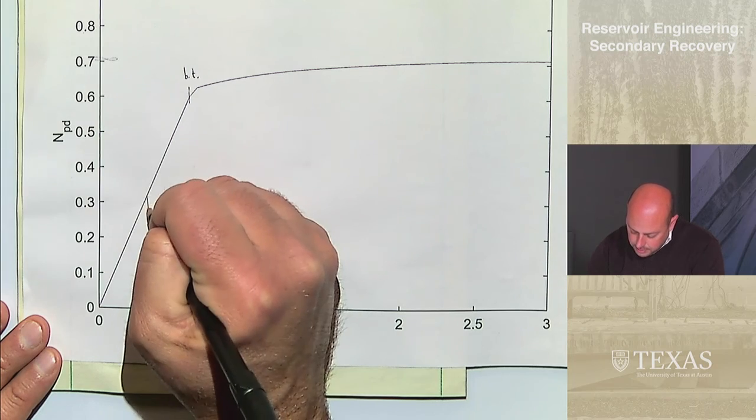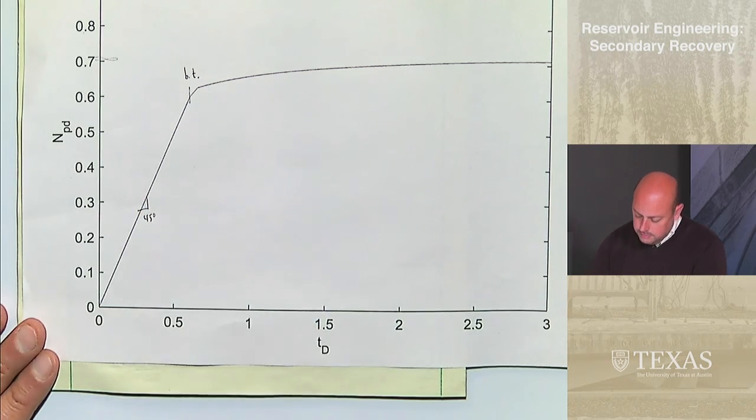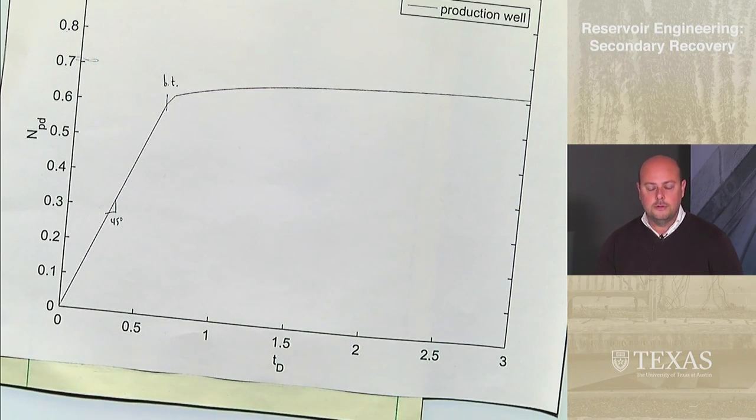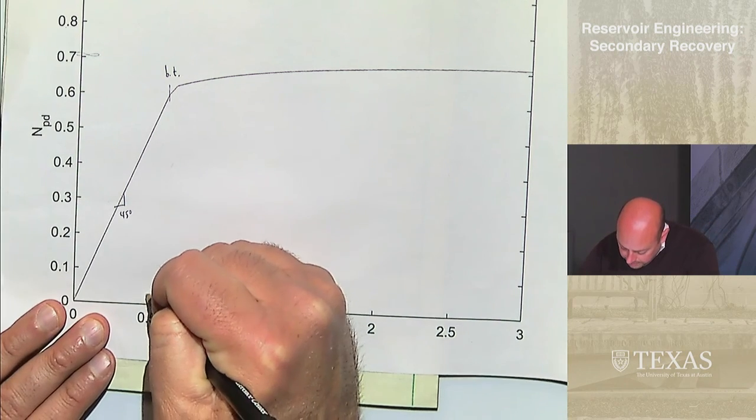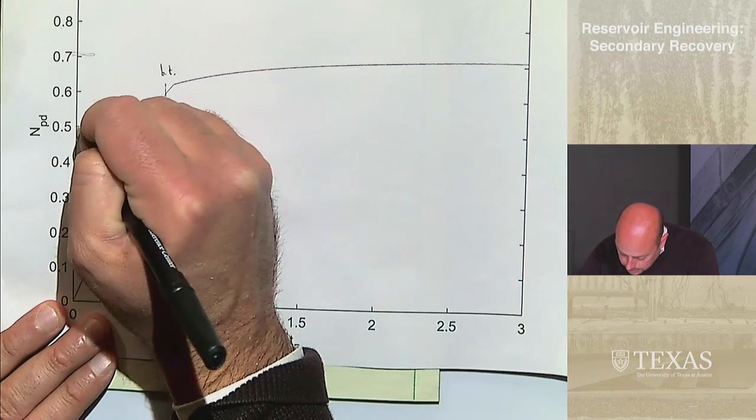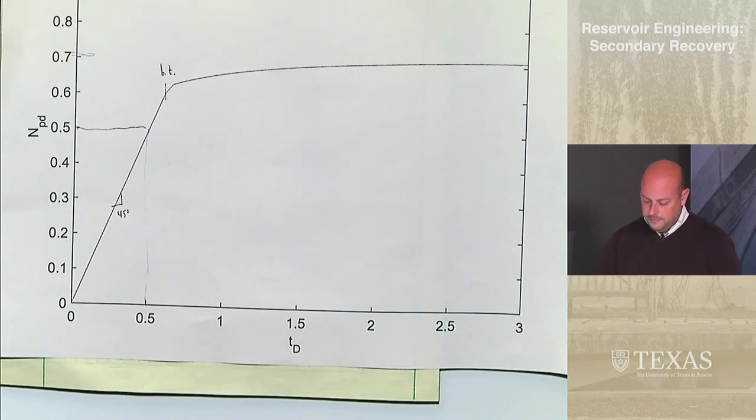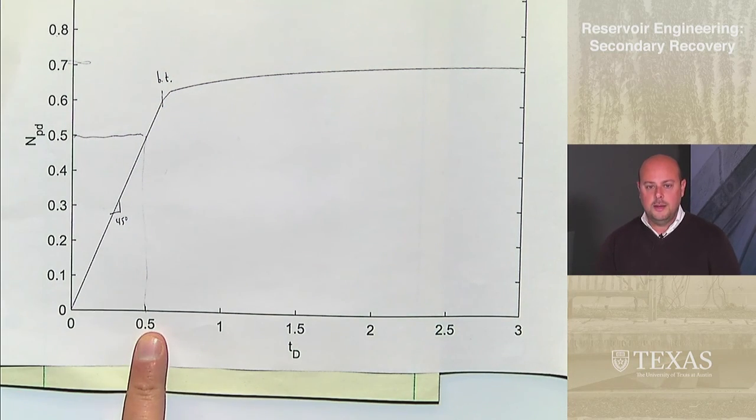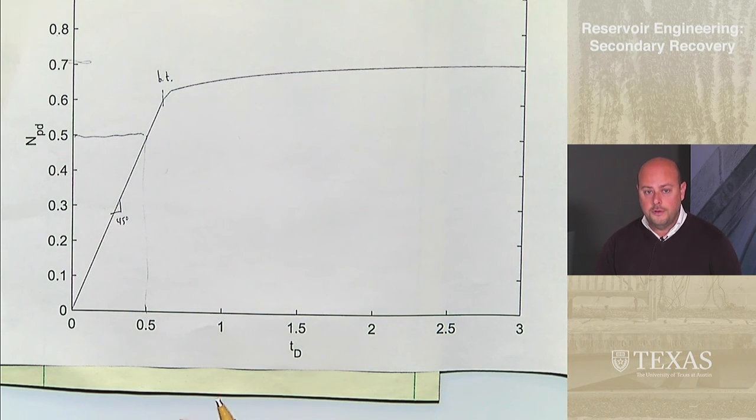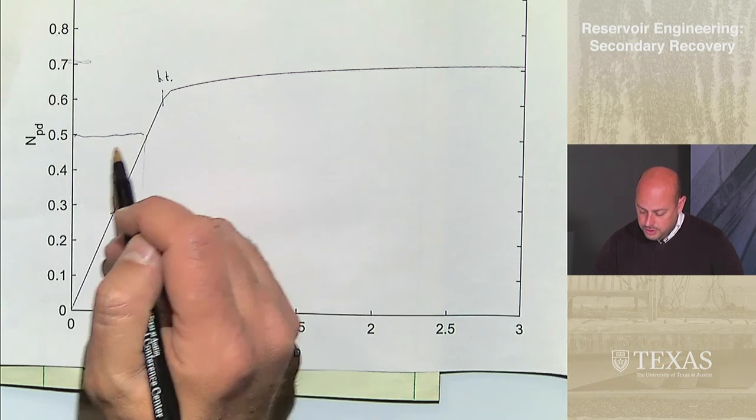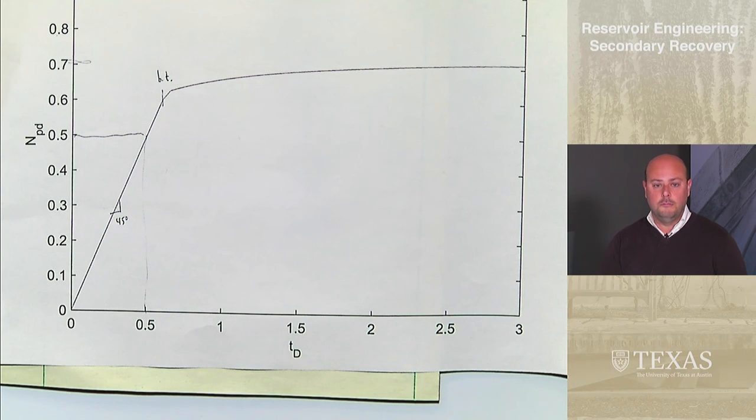And in fact, this is a perfect 45-degree angle. It doesn't look like it because my scales are not quite right, but it is a 45-degree angle. In fact, you can look, if you go up to 0.5, then it corresponds to 0.5. So after a dimensionless time of 0.5, that's 0.5 pore volumes, a half of a pore volume, you've produced 50% of the recoverable oil. That's great.